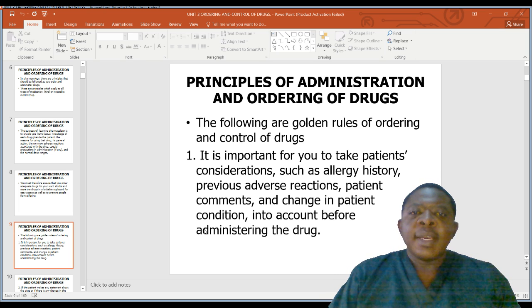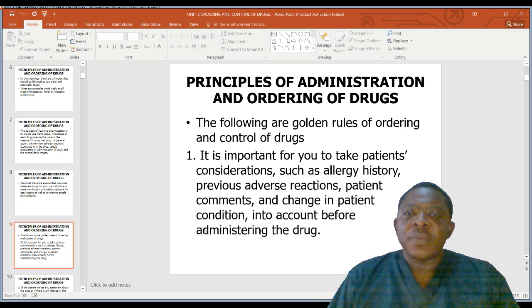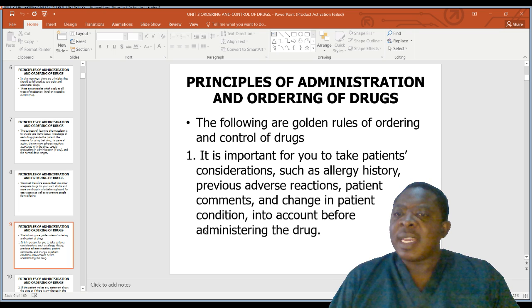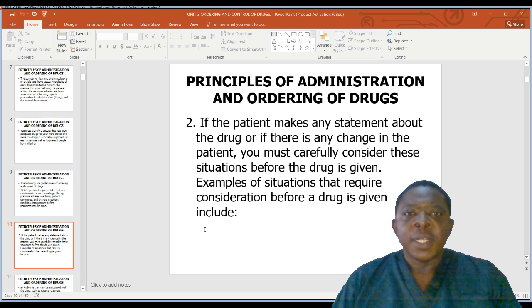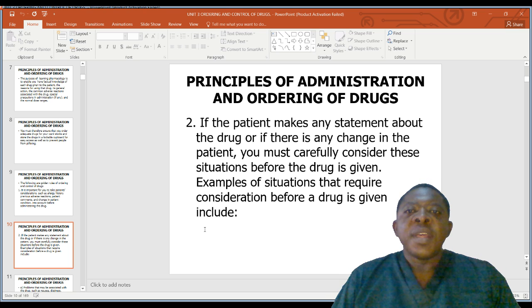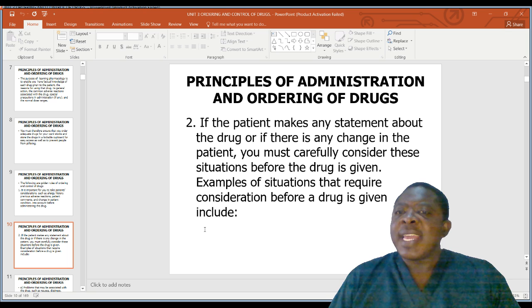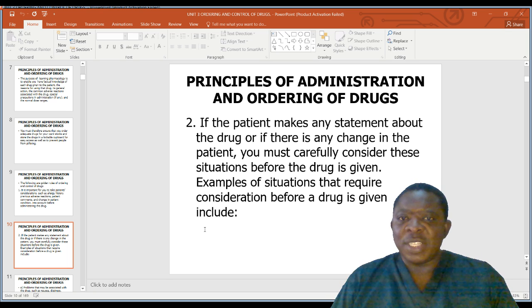Number one, it is important for the health practitioner to take patient considerations such as allergy, previous adverse reaction, patient's comment, and change in patient's condition into account before administering the drug. Golden rule number two, if the patient makes any statement about the drug or if there is any change in the patient, you must carefully consider these situations before the drug is given.